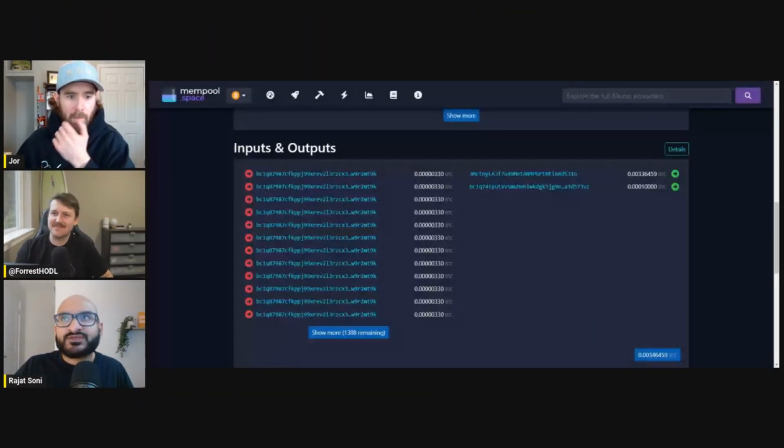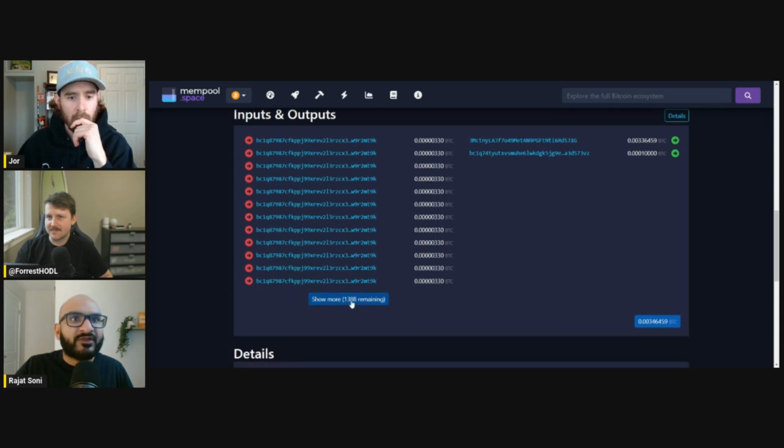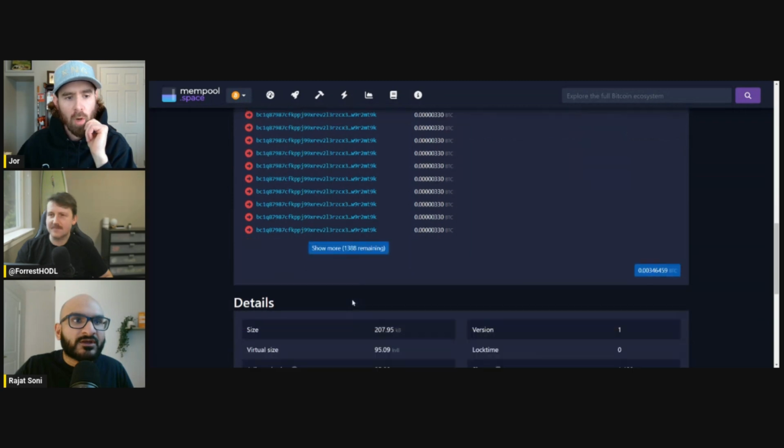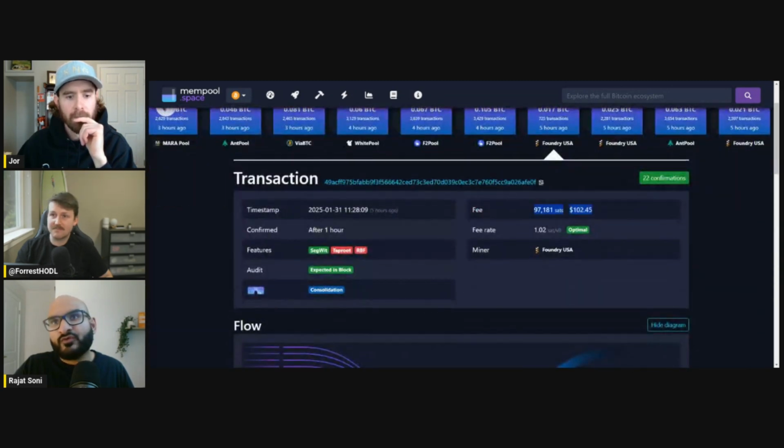So we can see here, if you have a lot of UTXOs, don't panic too much. Like George said, this was a transaction where we had 1,300, 1,400 UTXOs, and it cost them $100. So if you have a lot of UTXOs, maybe now is the time to figure it out and see what exactly is happening.